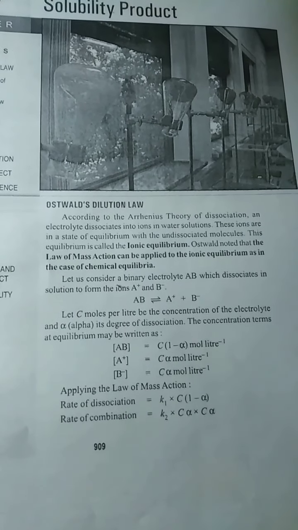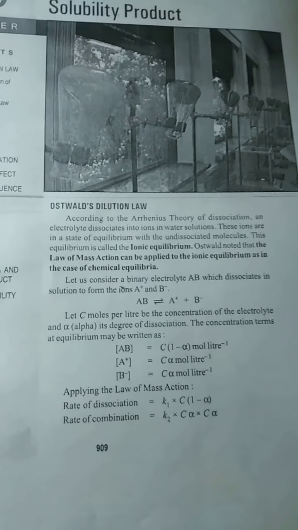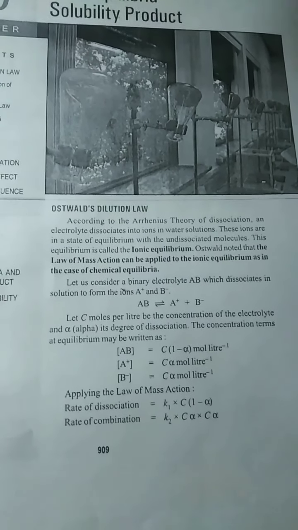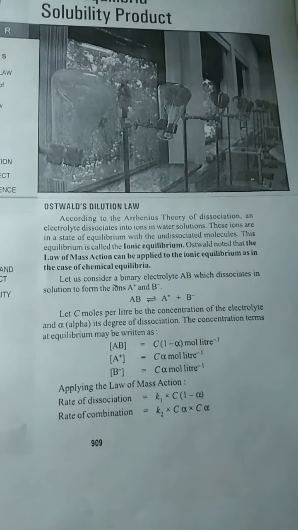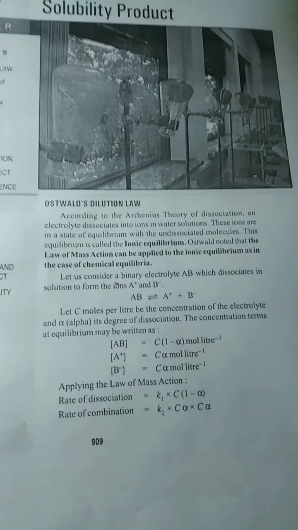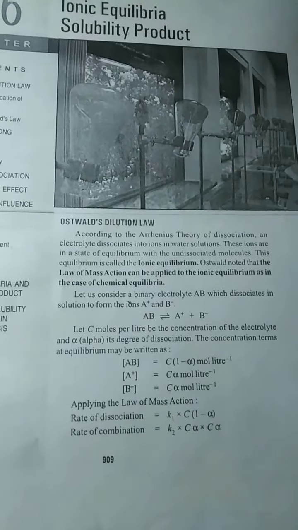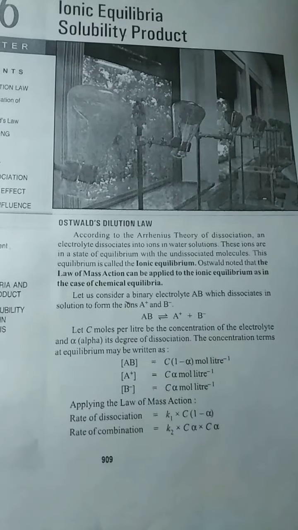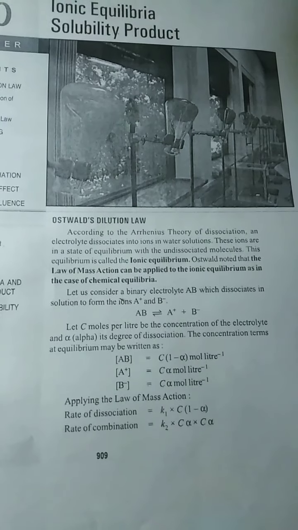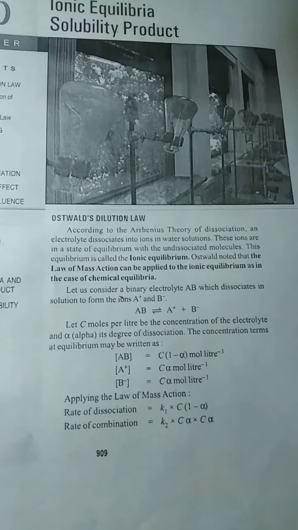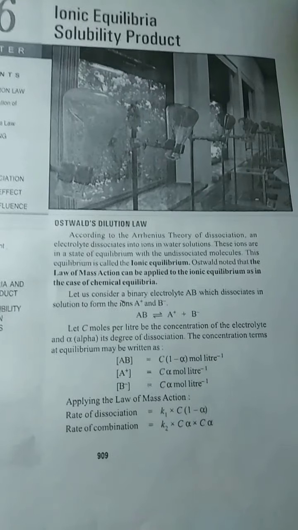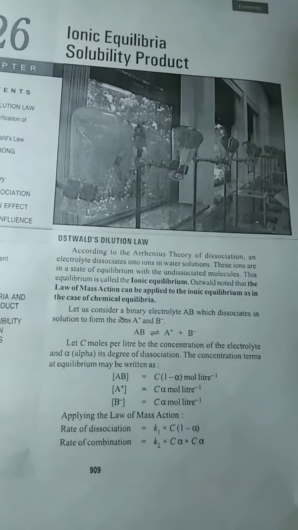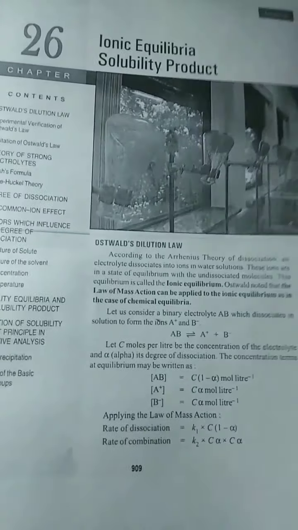Applying the law of mass action, the rate of dissociation is K1 multiplied by the concentration of AB, that is, C multiplied by (1 minus alpha). The rate of combination is K2 multiplied by C alpha into C alpha. So the rate of dissociation is the forward action, and the rate of combination is the backward action. So we have just placed the values of the ion concentrations.